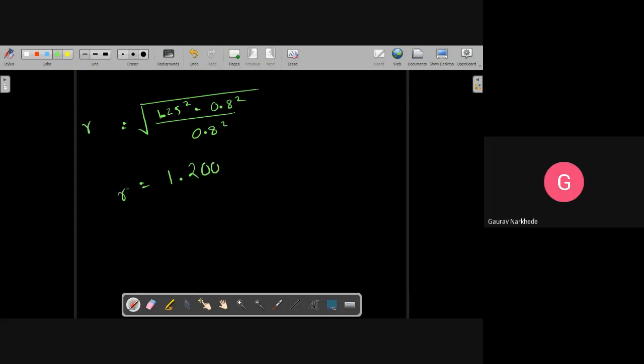So it will be the root of 1.25 square minus 0.8 square, divided by 0.8 square, right? What value are you getting? 1.2, sir. 1.200. So this is the ripple factor which we have calculated from the practical values, right?